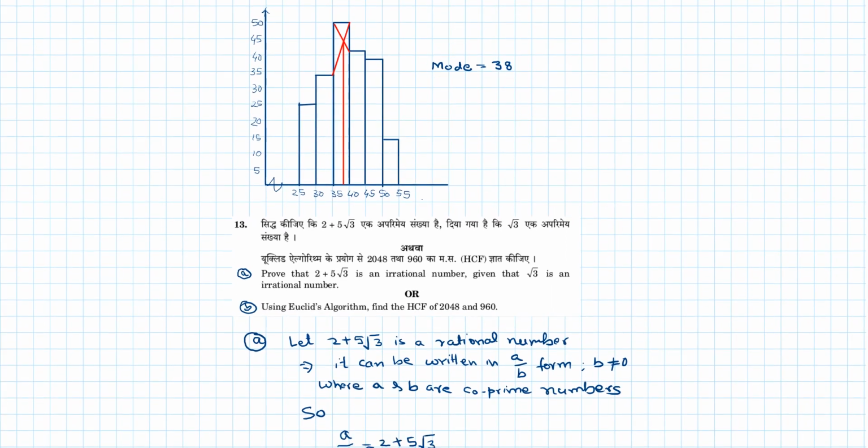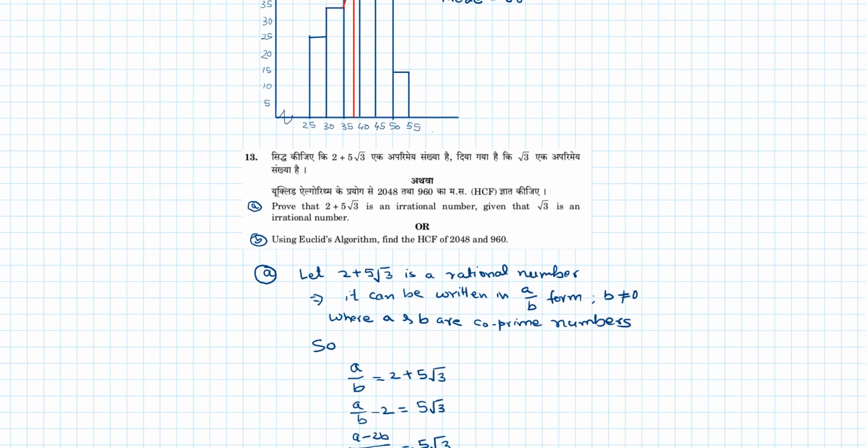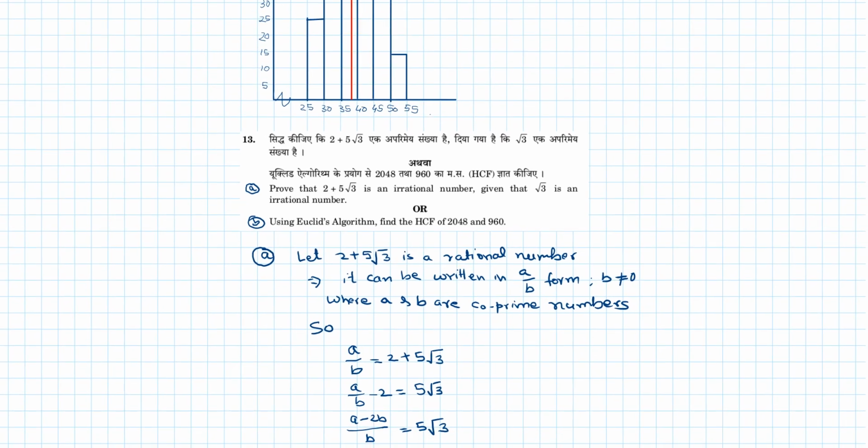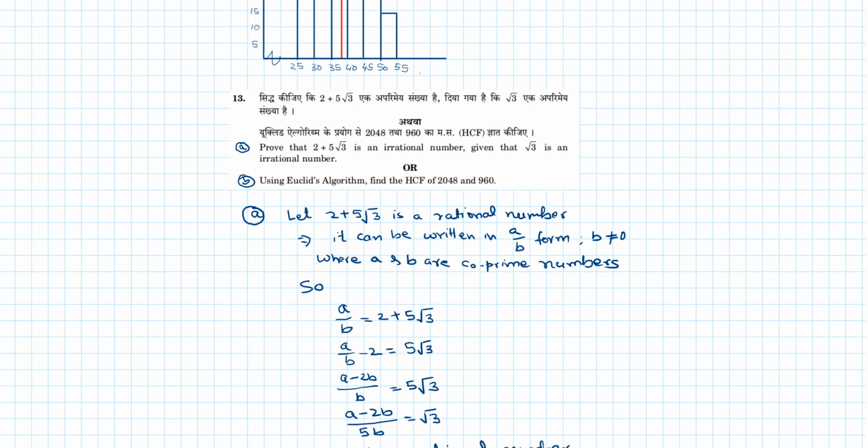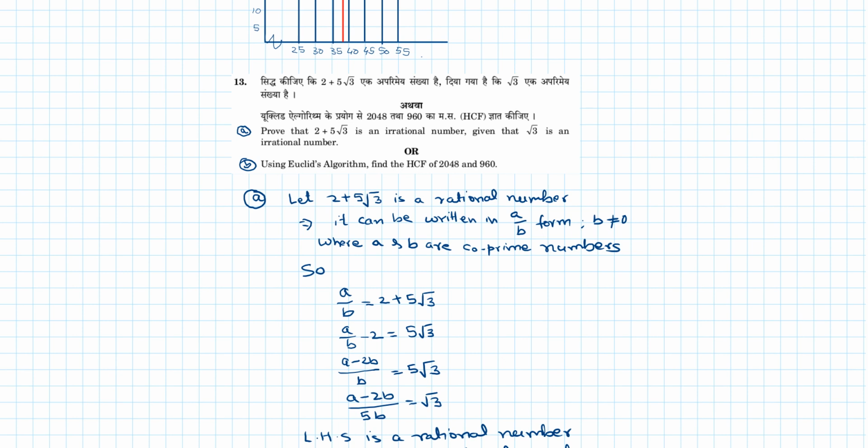Let us go to the question number 13. इसमें भी ऑप्शन दिए गए हैं, तो let us put them as A and B. First we will try to solve the option A: prove that 2 + 5√3 is an irrational number given that √3 is an irrational number. So इस तरह के प्रॉब्लम्स को हम usually solve it using the contradiction. So how? Let us assume that 2 + 5√3 is a rational number.